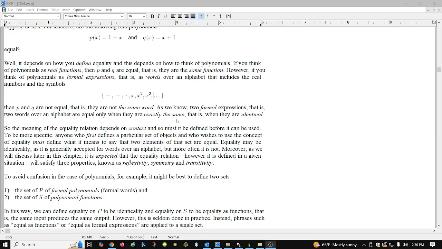Now, as I'm going to discuss later in this chapter, so it probably won't be in this video, it is expected that the equality relation, however it is being defined in a given situation, will satisfy three properties known as reflexivity, symmetry, and transitivity. And I'll define these properties and a few more probably in the next lecture. Okay. So you don't need to worry about that detail now.